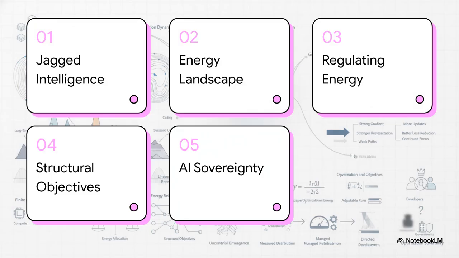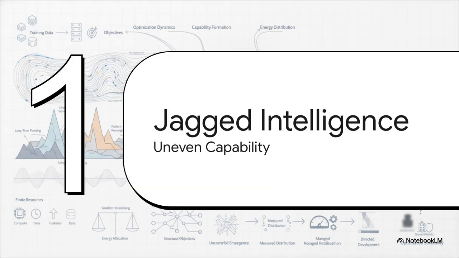Here is our roadmap for today. We'll cover artificial jagged intelligence, the optimization energy landscape, regulating optimization energy, defining structural objectives, and finally, governance and AI sovereignty. Section 1. Artificial Jagged Intelligence and the Uneven Capability Landscape.